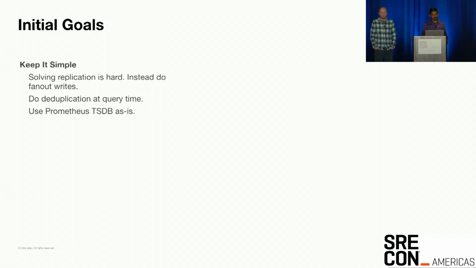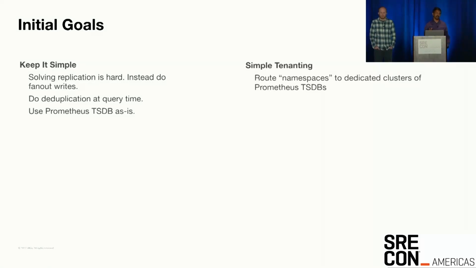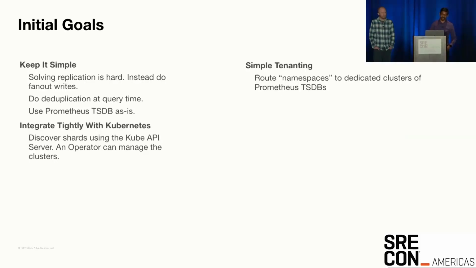And then we wanted to use the Prometheus TSDB as is. So just use the storage SDK to spin up the Prometheus TSDB and then write stuff into it. We wanted to do very simple tenanting. So we have the concept of what's called a namespace. And a namespace basically houses all the time series for a given application. And we wanted to be able to pin a certain application's namespace into a specific cluster of TSDB instances that we were managing.